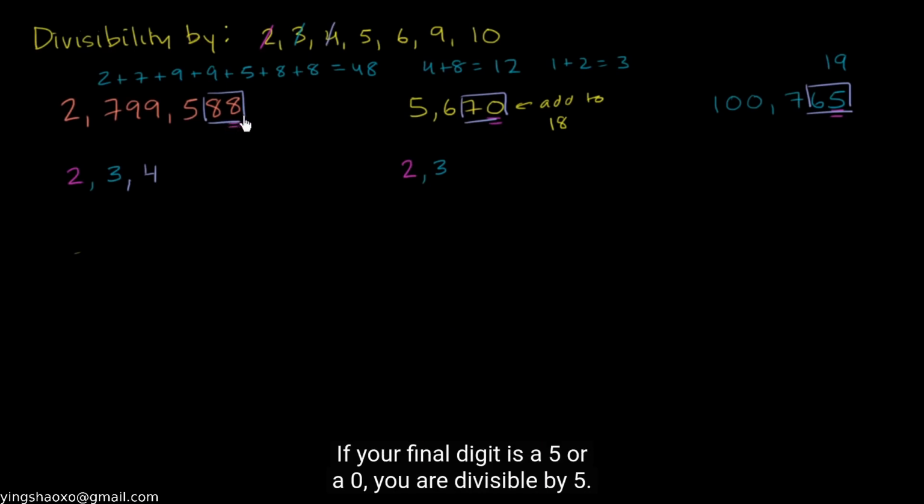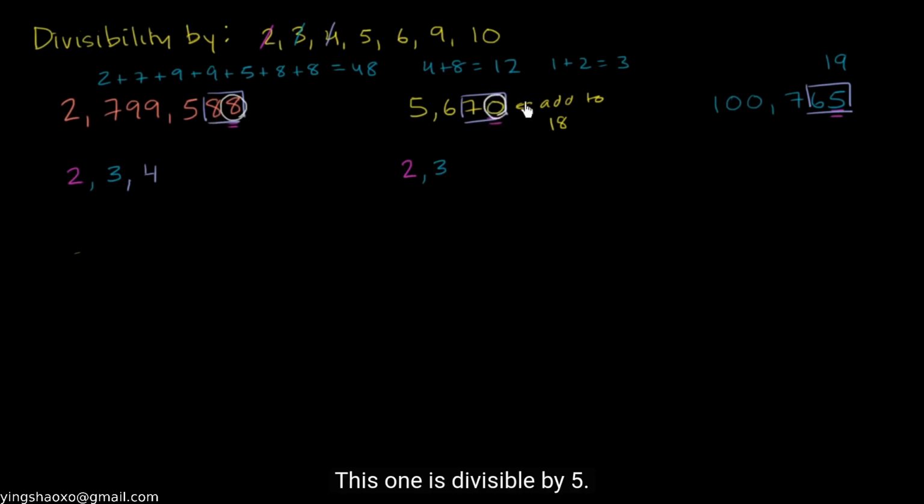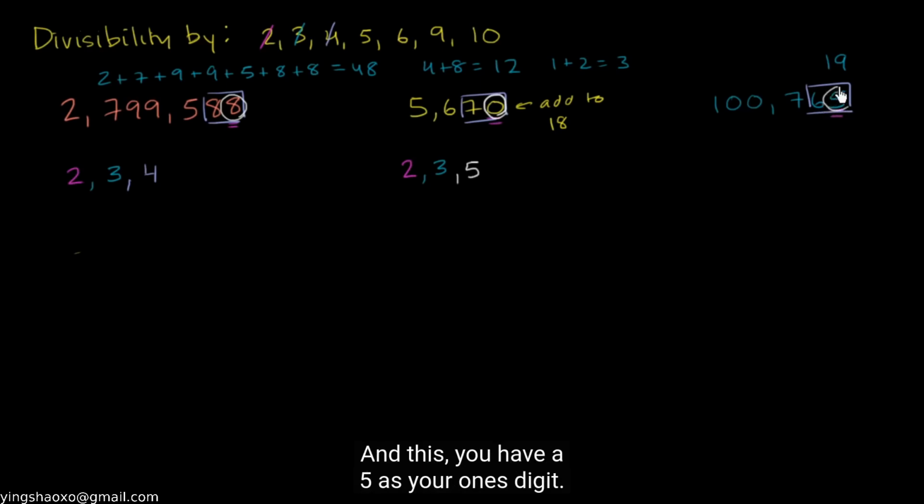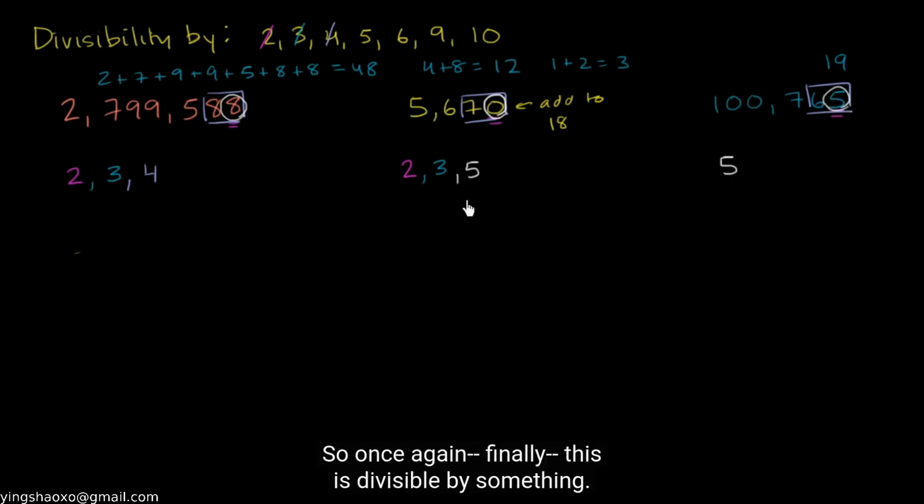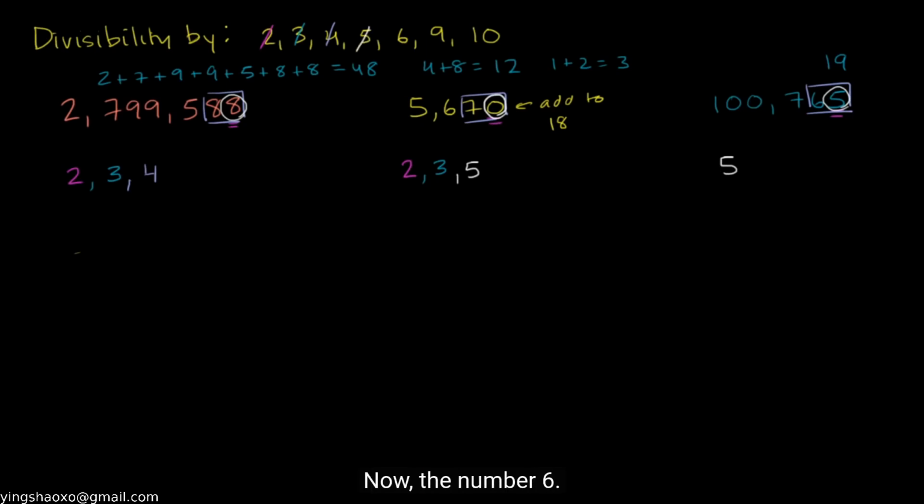If your final digit is a 5 or a 0, you are divisible by 5. So this one is not divisible by 5. This one is divisible by 5. You have a 0 there. So this is divisible by 5. And this, you have a 5 as your ones digit. So once again, finally, this is divisible by 5.